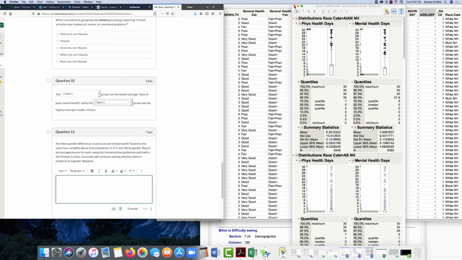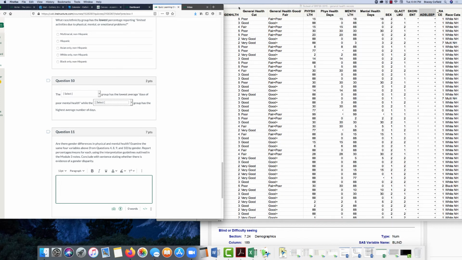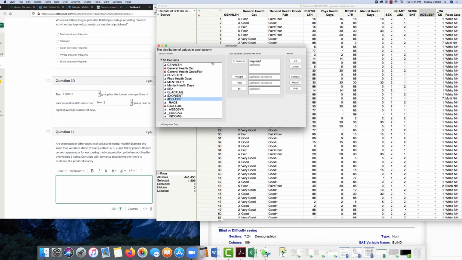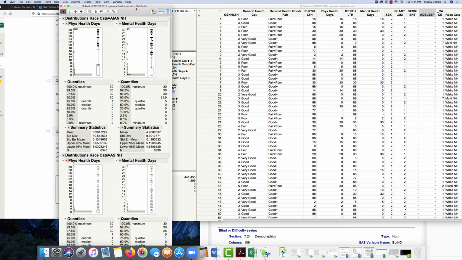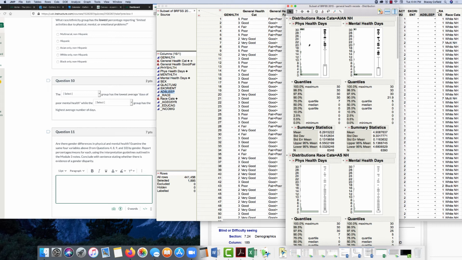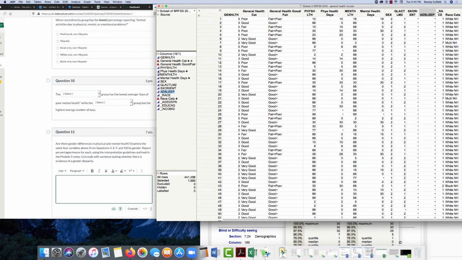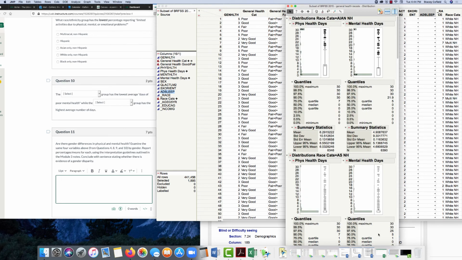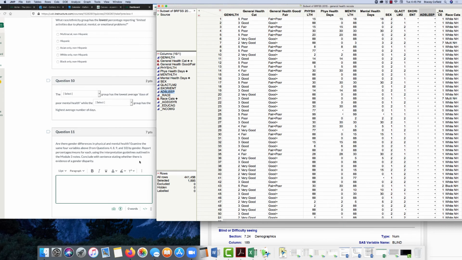So again, analyze distribution on the physical health days and mental health days by race. So if I go back into JMP, analyze distribution, and I need my physical health days, my mental health days, and I want to look at it by race. Press OK. If you are getting percentages out of your physical health and mental health days, that means you have it listed as a categorical variable. I can tell over here that I have a numeric variable because there's a blue triangle next to physical health days. So make sure that it's not nominal, that it's not ordinal, that it's a numeric value. So that will get you question 10.